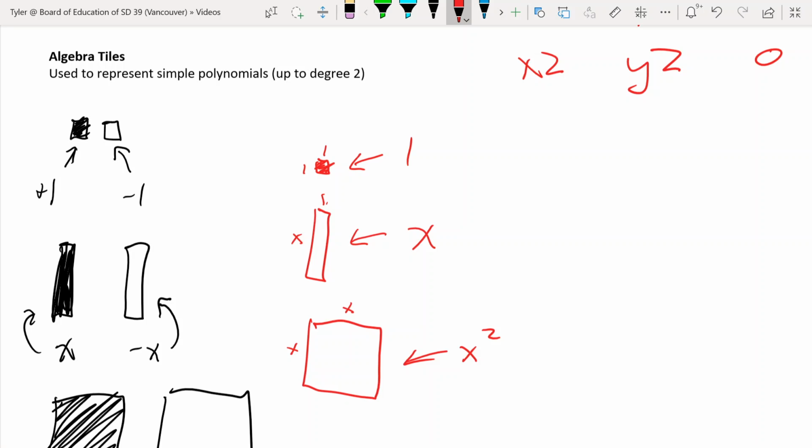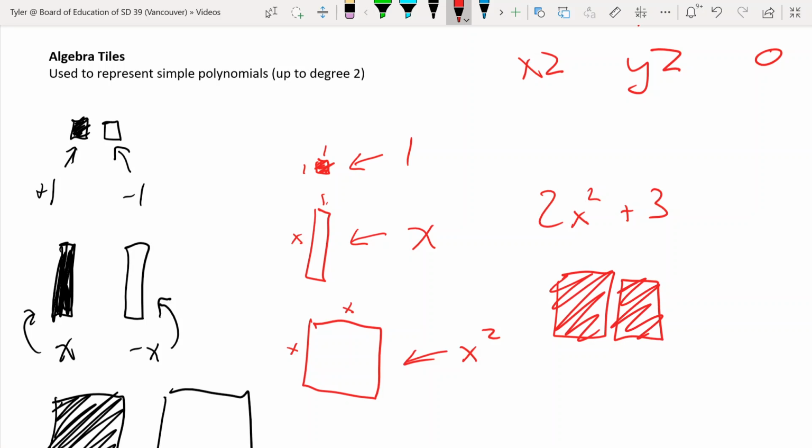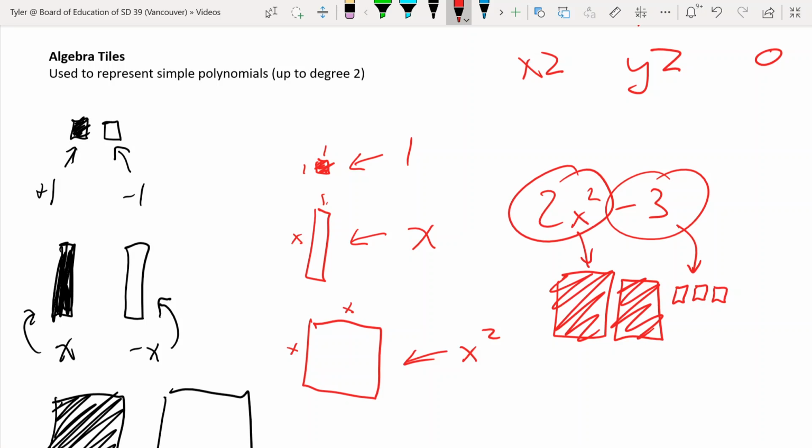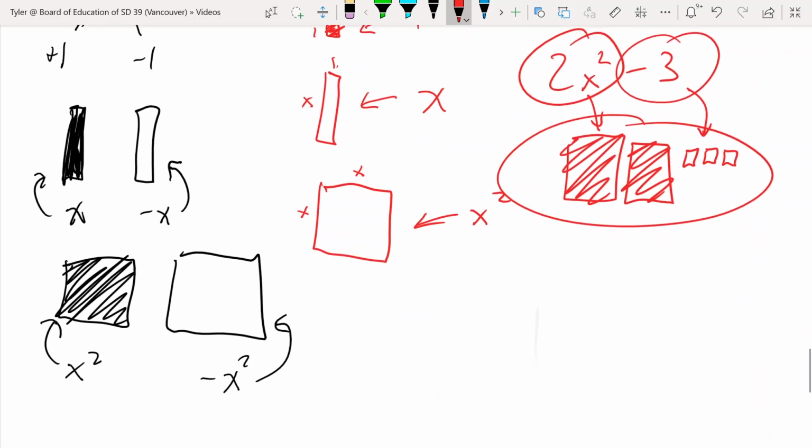So for example, if I wanted to do 2x squared plus 3, the way I would draw that, I have two of the big colored in ones. Actually, let's do minus 3. So that would be, and then we'd have 3 little onesies. Okay, so the 3 became that, the 2x squared was that, and the whole thing together is that. It's not hard, you just need to remember what each of the 3 shapes mean.